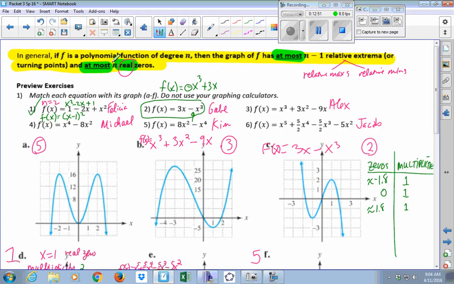And what does it say? It has at most 3 real zeros. 1, 2, 3. Okay. So that's the kind of thing we did in number 1, and we did number 2. Later on today, as soon as you can, see if you can perform the same thing with these equations here.